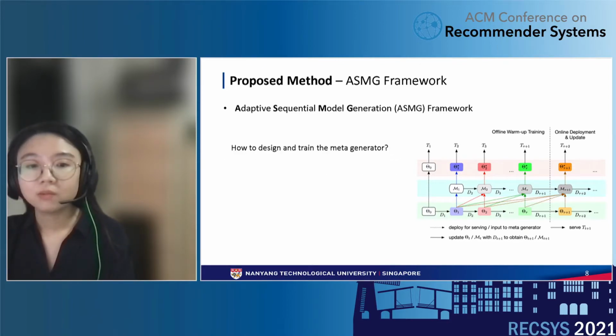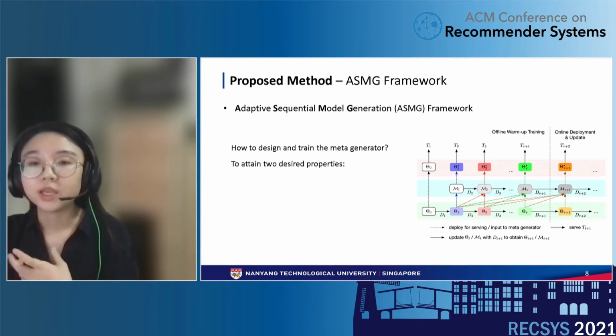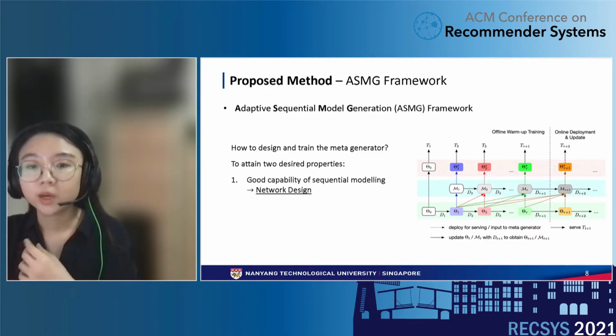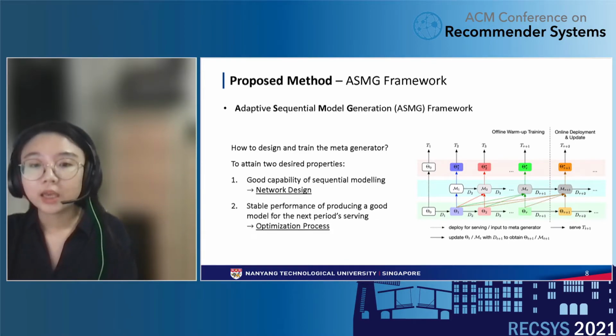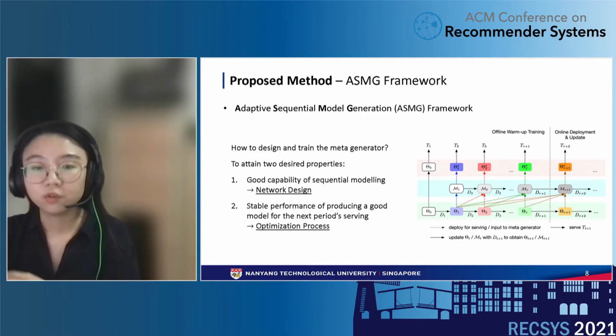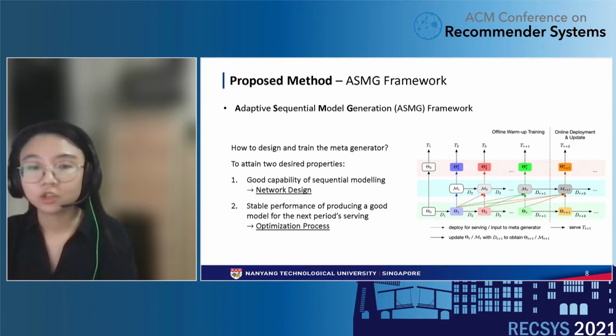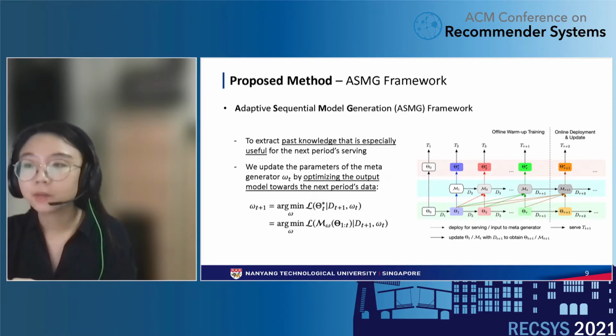The main problem is how to design and train the meta generator. We want to attain two desired properties for this meta generator. Firstly, we want it to have a good capability of modeling the dependencies that exist in the sequence. This can be achieved by a proper network design, which I will talk about in a few minutes. And the second property is the stable performance of producing a good model for the next period serving. This is actually related to the optimization process.